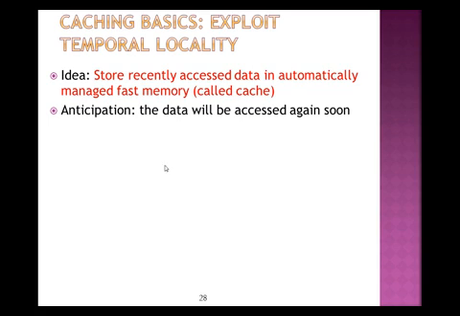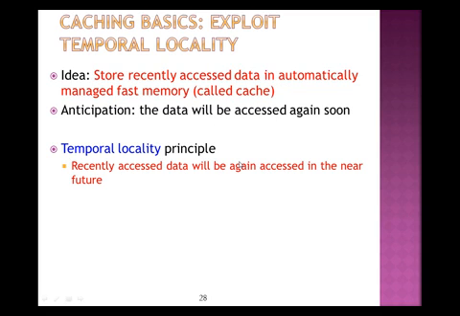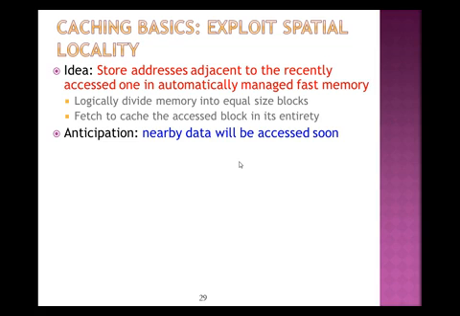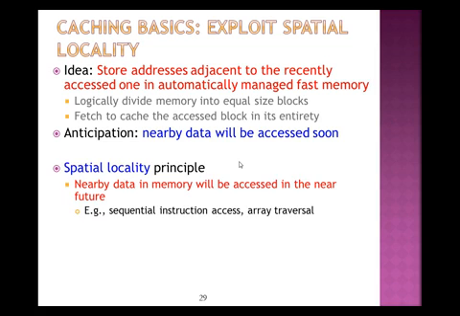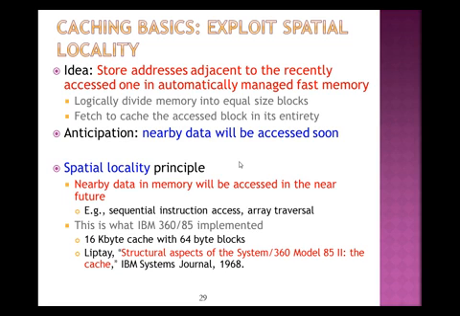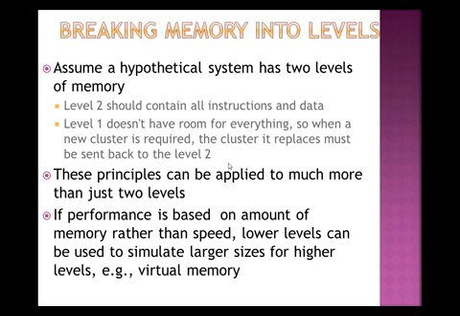Then we have studied how we are exploiting, that is, the cache memory basics, how we exploit the temporal locality. We have studied how we can exploit the temporal locality. Then we also studied how we exploit the spatial locality. So there are two types of locality, two concepts: one is exploitation of the temporal locality, another is exploitation of the spatial locality.